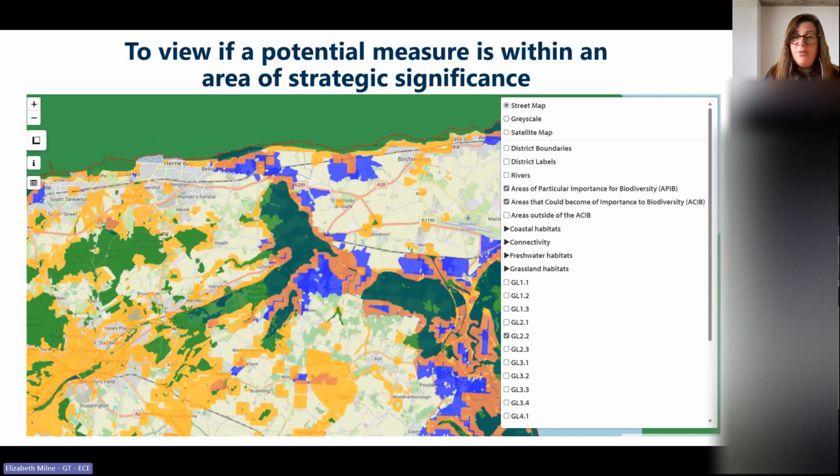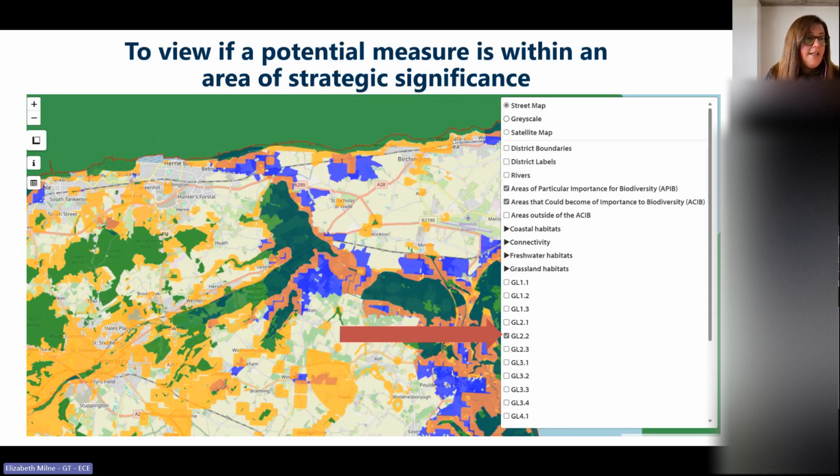If you're then wanting to understand whether a potential measure falls into an area of strategic significance, to determine either whether it might be eligible for grants or funding, or, if you're looking to deliver biodiversity net gain units, whether it could get the strategic multiplier. Firstly, what you do is you select the measure you want to view.